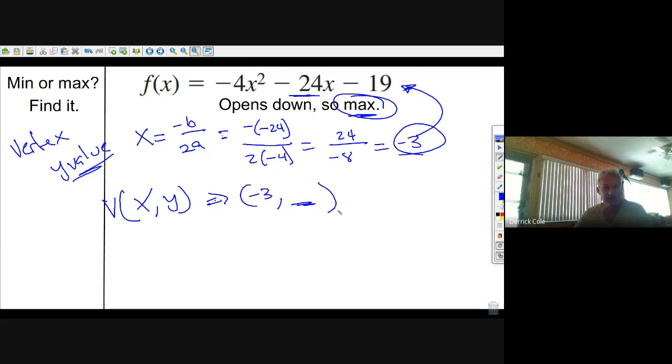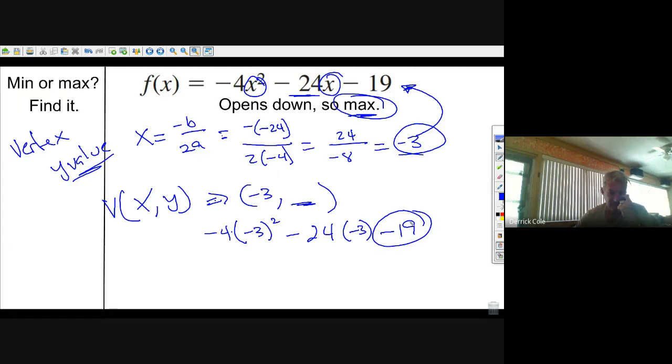I got to plug that in to this function to get the y value. That's what I'm looking for. So I got to go negative 4 times negative 3 squared. That's where I just plugged in negative 3 here, minus 24 times negative 3. That's where I just plugged in negative 3 here, minus 19. That's my y-intercept, by the way. Negative 19 is my y-intercept. This is always the y-intercept. That last number is the y-intercept. If there's nothing there, it's 0.